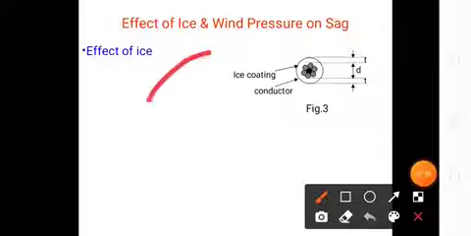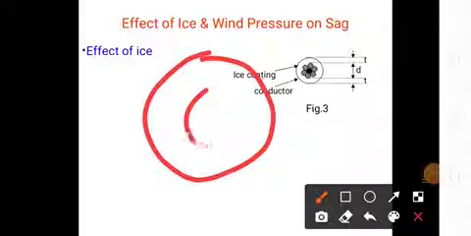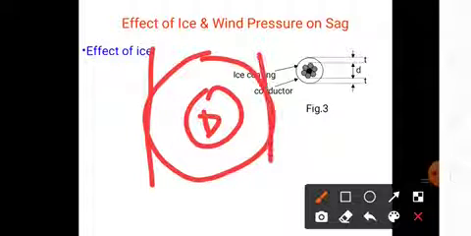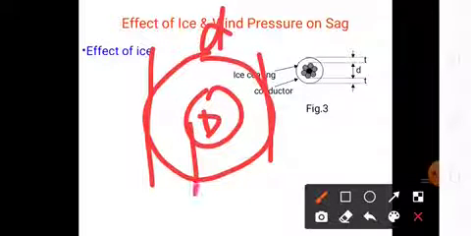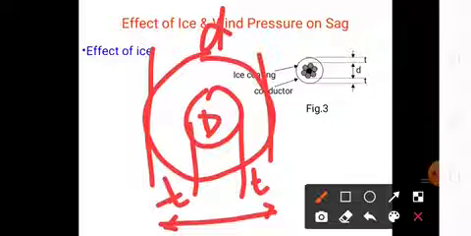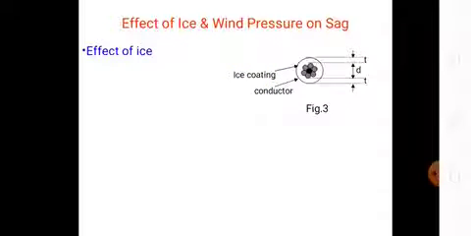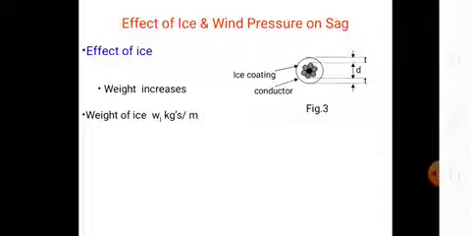The conductor is like this: the inner conductor has inner diameter capital D, and the outer diameter is small d. So the thickness of the ice is t on each side. So the total diameter is small d equal to capital D plus 2t. And the weight increases.